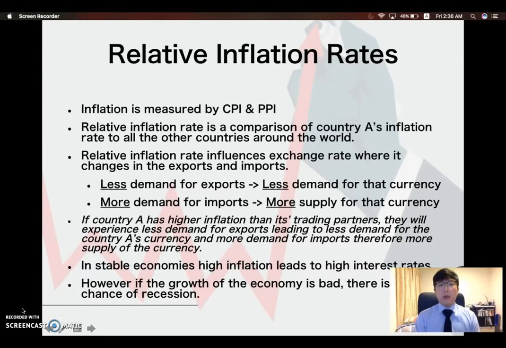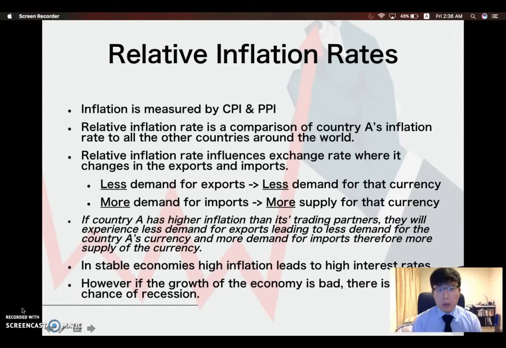Relative inflation rate influences the exchange rate through changes in exports and imports. To clarify that, less demand for exports obviously means less demand for that currency. More demand for exports, on the other hand, means more demand for that currency.